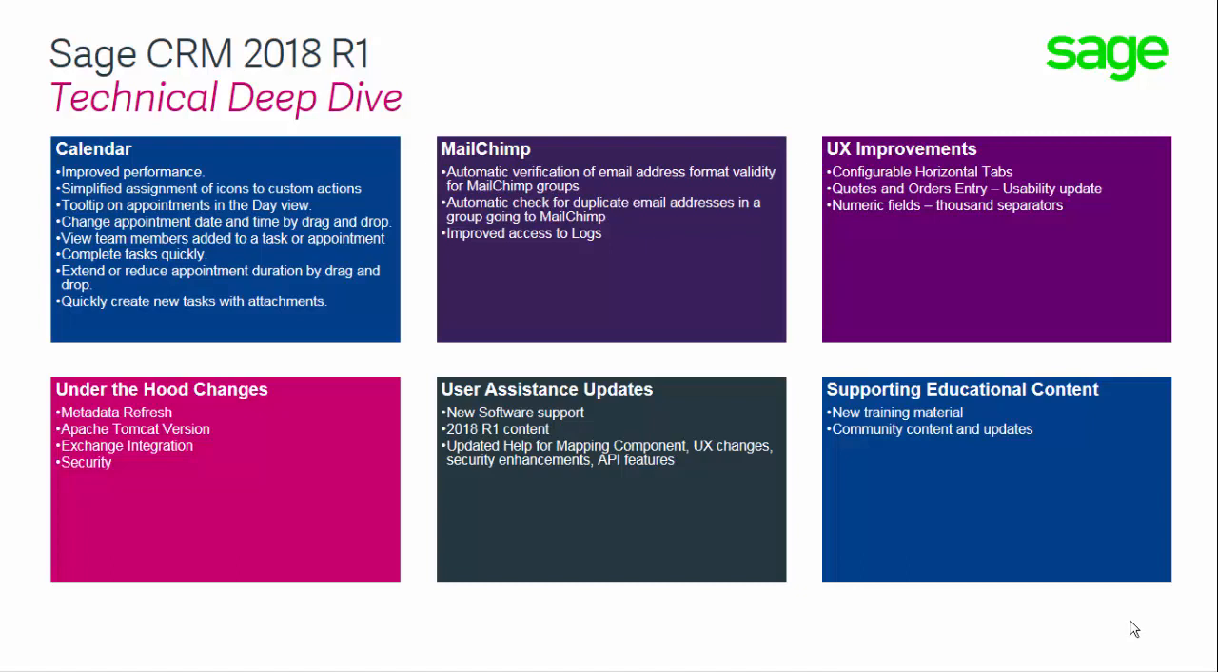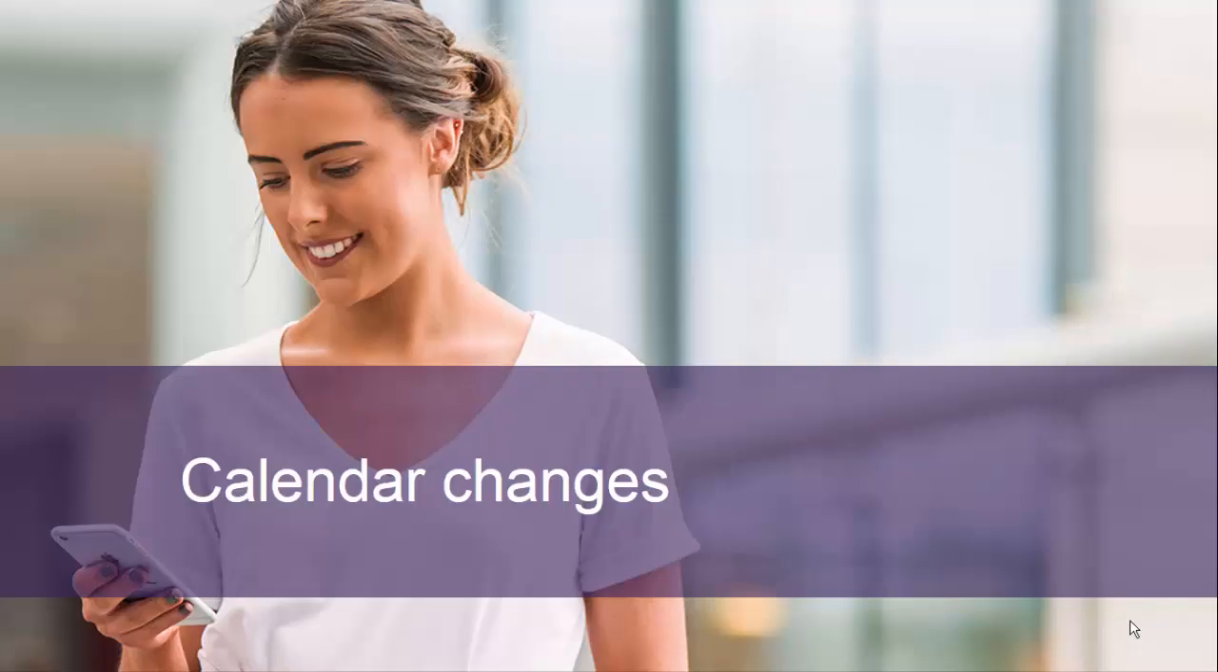And the Sage CRM 2017 R3 was essentially a maintenance release with few enhancements related to the calendar. So it's important to understand that there have been further enhancements made to the calendar in Sage CRM 2018 R1. So what are those enhancements in 2018 R1?